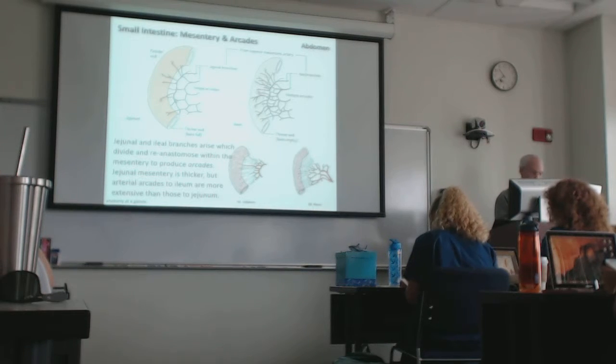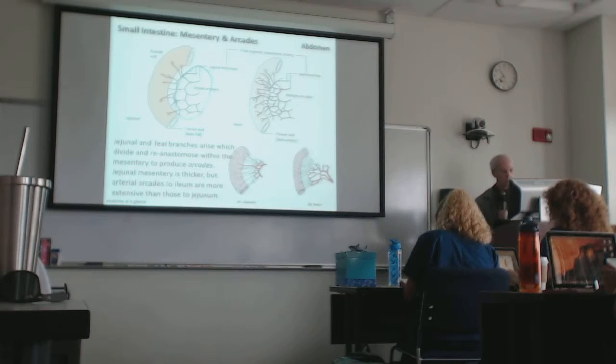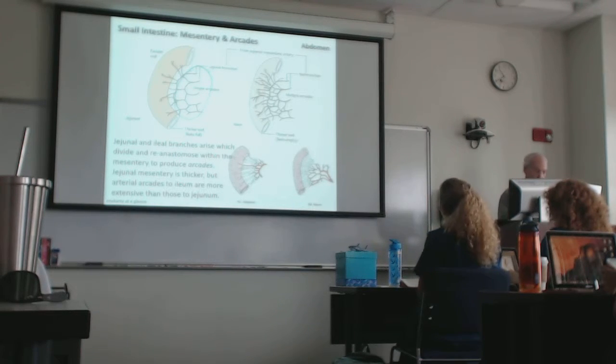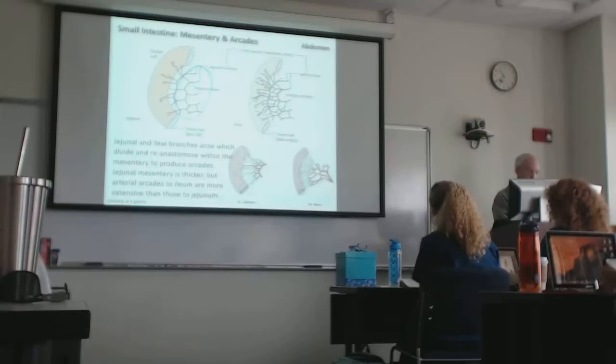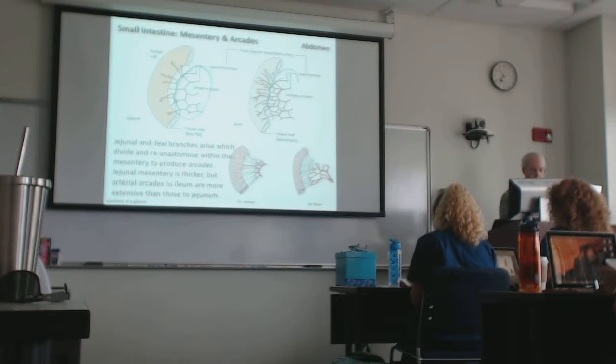You'll notice that, in general, the jejunal arcades are, it's maybe not too clear here, but they're thicker but less abundant. So they're thicker but less profuse. In the ileum, the vessels are smaller, but they have a higher relative abundance. There are more of them. They're denser in their concentration.